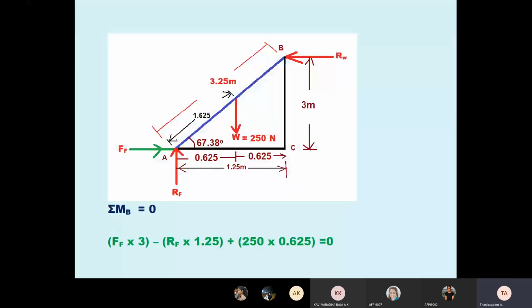Okay. Now come to here. We mark all the distances. See here, all the distances we calculated. Now what is our aim? We want FF. Understand? We want FF. So we can take moment here about A or B only. Students, A or B only we can take moment. So what I am doing, I am taking moment with respect to B here. Why? Because I want FF.